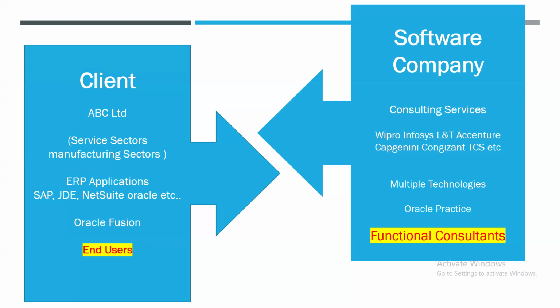The person who works in a software company is called a functional consultant, and he will provide services to the end users. If the end users get any issues in the Oracle Fusion application, they will approach the functional consultant, because there is an agreement between ABC Limited and Accenture. End users from ABC Limited will reach out to the Accenture functional team to fix the issues. So we work in a software company, Accenture, as functional consultants providing functional support to the ABC Limited end users.